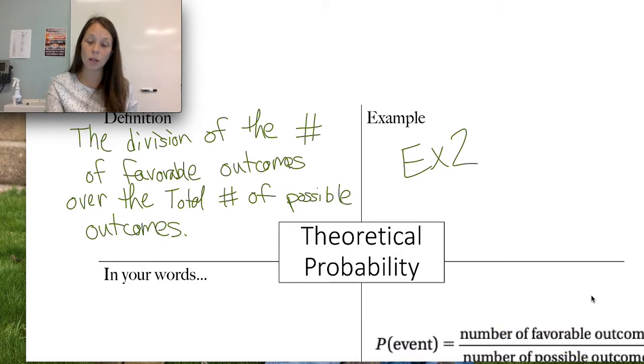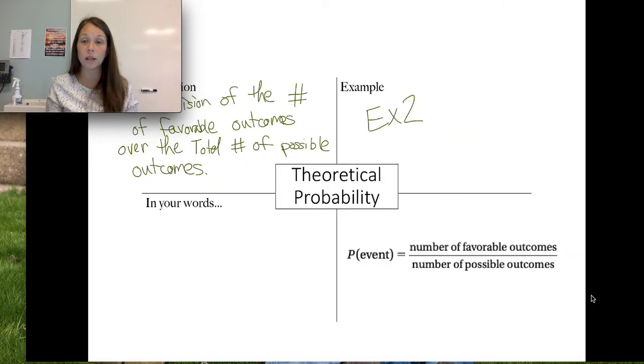The way we calculate theoretical probability is very similar to experimental. It's the number of favorable outcomes divided by the total number of outcomes. The favorable piece is just whatever event you're looking for, and you're counting how many times that event occurs within the context of the problem. We'll go through a specific example of this in example 2 in the notes.